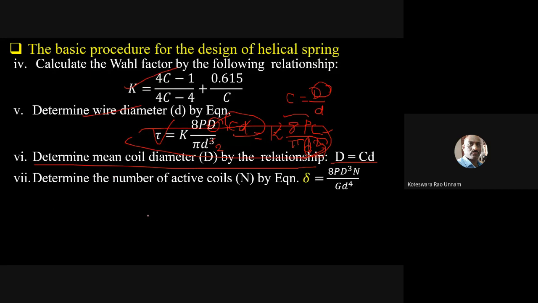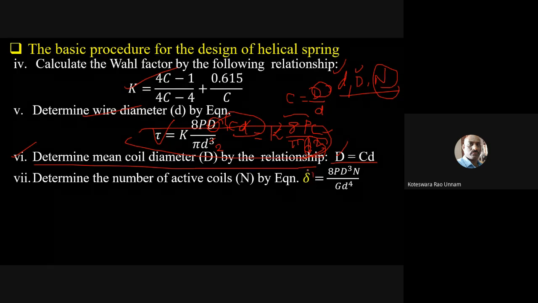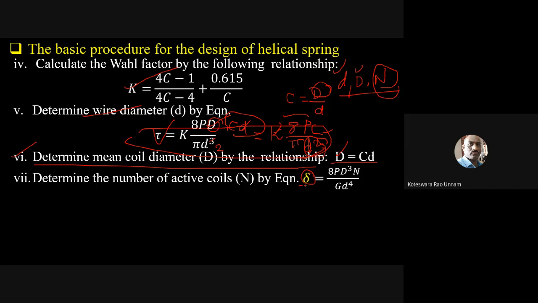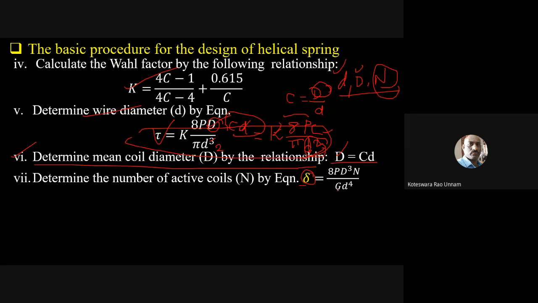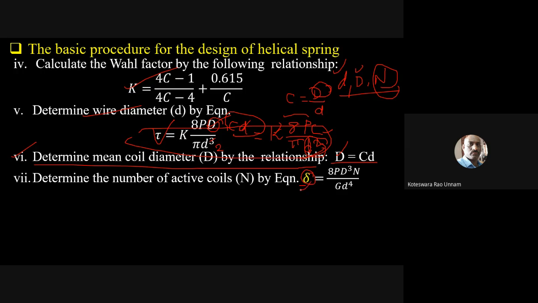Then the next step is to calculate the active number of coils. The design primary parameters are small d, capital D, and N. We identified small d in step 5 and capital D in step 6. Next, we need to identify N. N is identified based on the allowable or maximum deflection. Delta is equal to 8 P D cube N by G d power 4. This delta is estimated in the first step itself.